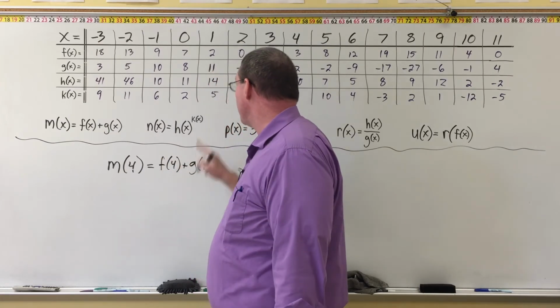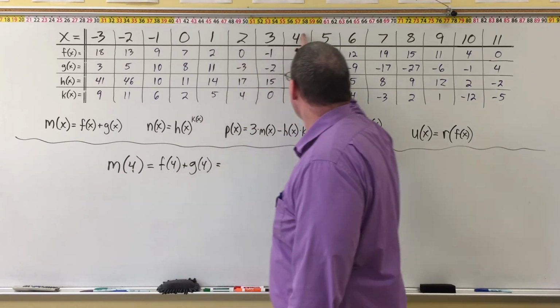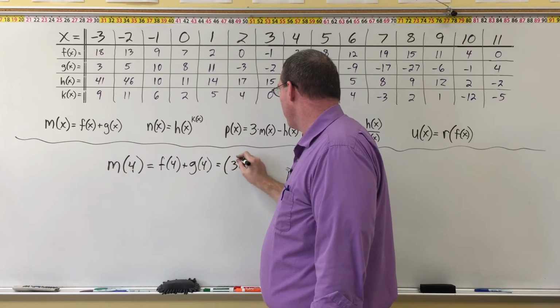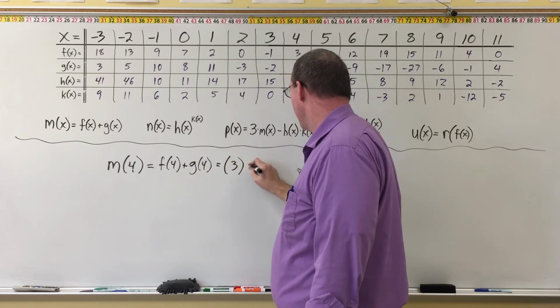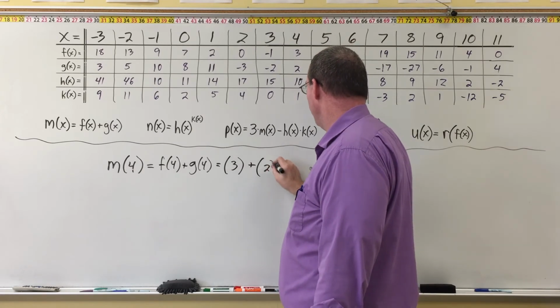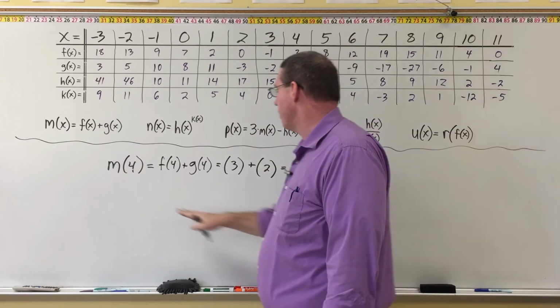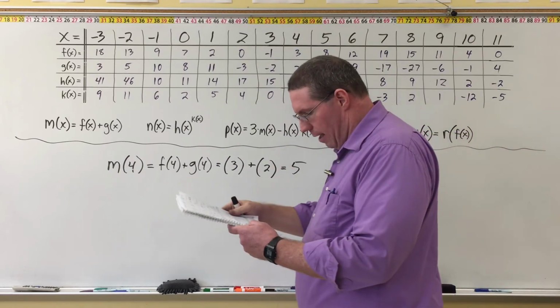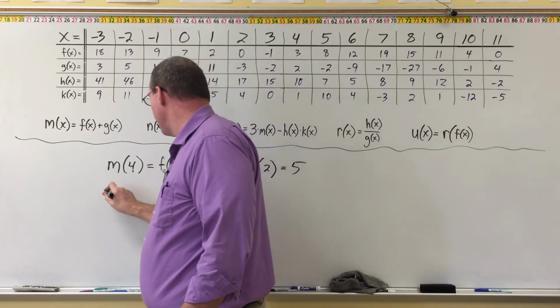And we can get that information right from the table. f of 4, here's 4. f is the first row, 3. So we're going to replace the f of 4 with a 3, plus g of 4, well, that's 2. So we're going to put a 2 here, and 3 plus 2 is 5. And therefore, m of 4 is equal to 5. Right? Let's try n of 6.